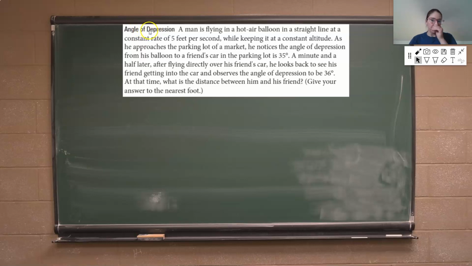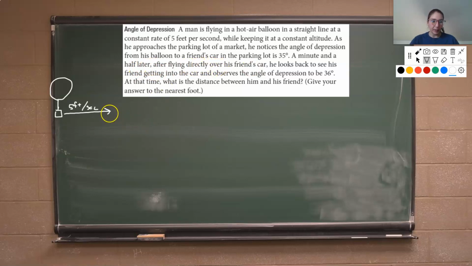So this word problem deals with angle of depression. A man is flying in a hot air balloon in a straight line at a constant rate of 5 feet per second. So he's in his little hot air balloon, and he's flying at a constant rate, 5 feet per second. He's also flying in a perfectly straight line, constant altitude. As he approaches the parking lot of a market, he notices the angle of depression from his balloon to a friend's car in the parking lot is 35 degrees. Okay, so he's like, hey, here's my friend's car. And somehow he noticed that that angle of depression is 35 degrees.